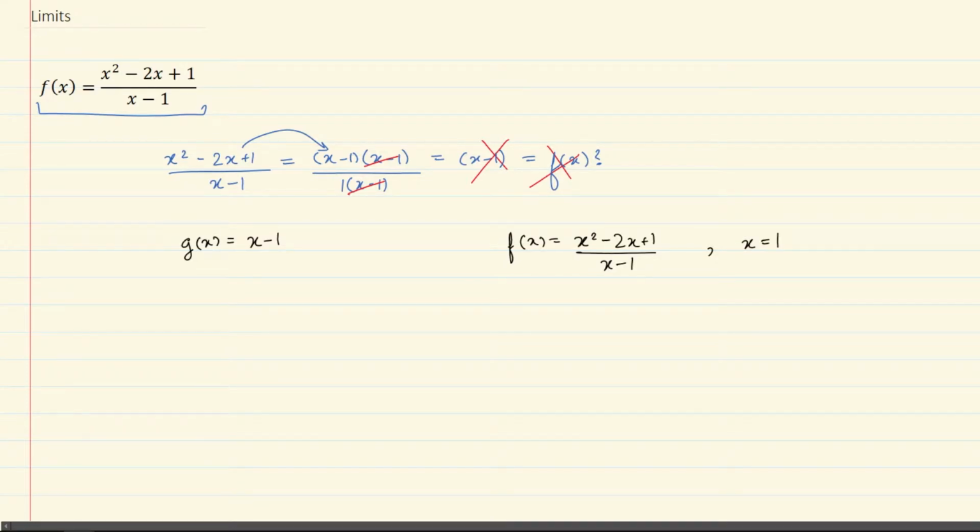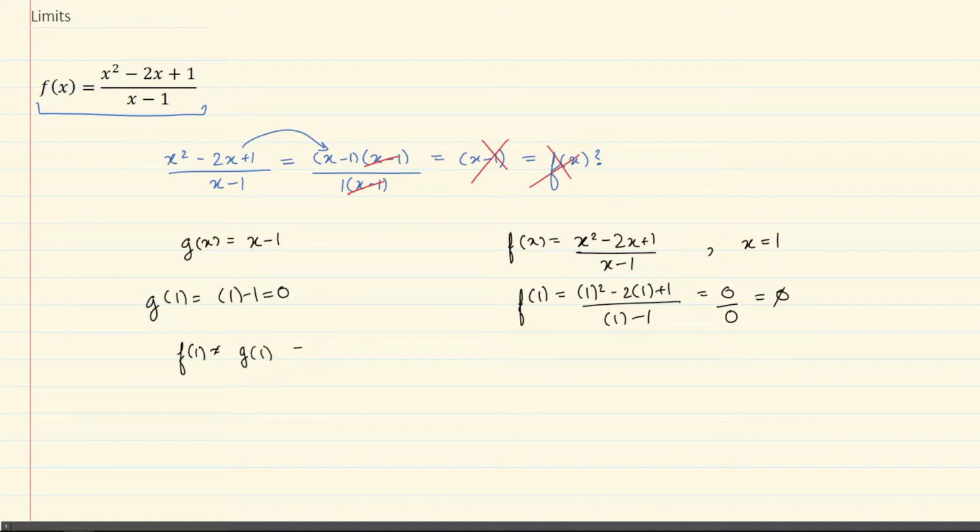So at x is equal to 1, we get g of 1, which is equal to 1 minus 1, which is 0. And f of 1 is equal to 1 squared minus 2 times 1 plus 1 over 1 minus 1, which is equal to 0 over 0, which is undefined. So we know that f of 1 is not equal to g of 1, which means that f of x is not equal to g of x, and from that we know that f of x is not equal to x minus 1.